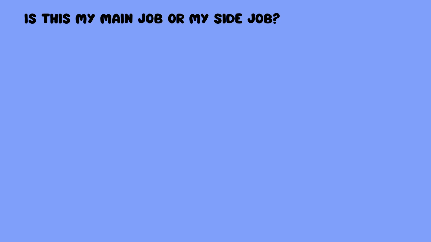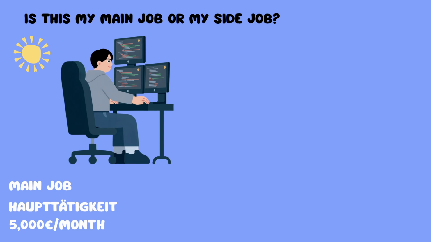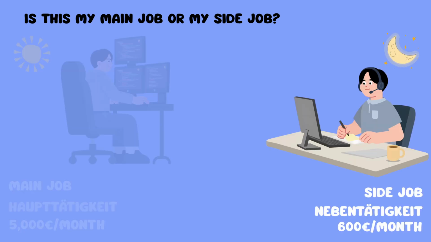Question number 5. Is this my main job or my side job? Another question you may see on the onboarding form is: is this your main employment or a secondary employment? Let's look at the example of Martin. Martin works full-time as a software developer from Monday to Friday. This is his primary source of income, so this is his main job. Additionally, on Saturday evenings, he works a few hours in customer support to earn some extra money. Since this is not his primary employment, it is considered his side job.